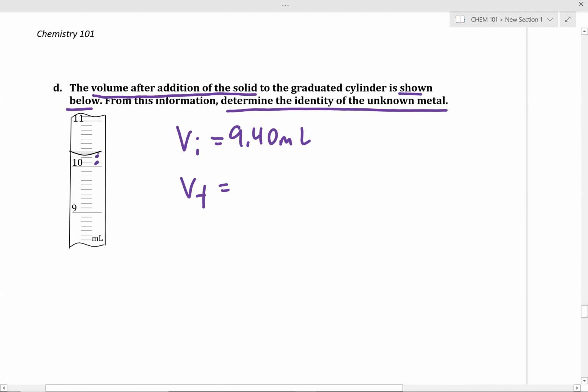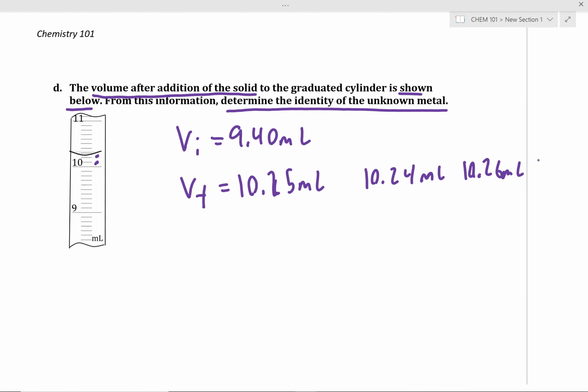We're past the second mark, so it's about 10.25. Sure, that's fine. You can also say 10.24 milliliters, 10.26 milliliters, as long as you're reporting to the hundredths place for this specific instrument. Perfect. So then can we calculate the volume of our solid by difference?